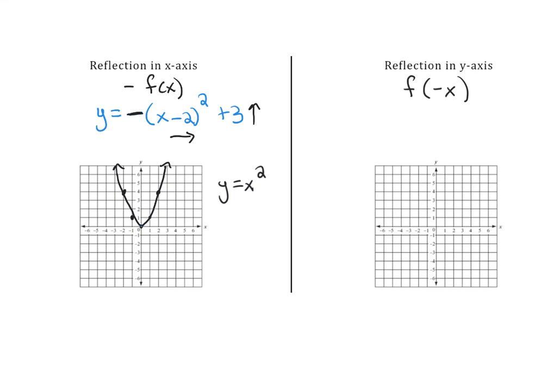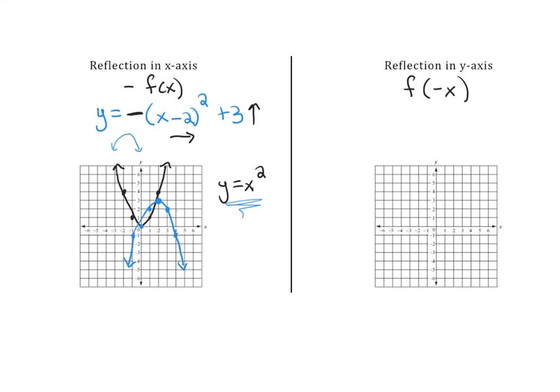So let's think about this. I like to think about that center point, go right 2, up 3. Here's my center point, and now it is a reflection, so it's going to open down. So find those key points, opening down. All right, so there we have shifted and reflected the quadratic parent function.